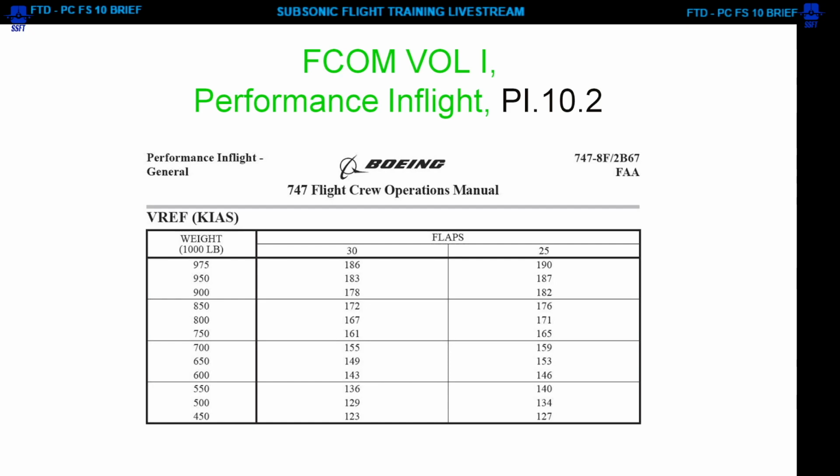So if the perf init page is gone, you're going to know what your zero fuel weight is, because that's a fixed number. And then you're going to have your fuel on board, and so you're going to add that zero fuel weight to your fuel to come up with this number of, let's say, 650. And then come up with that VREF 30 speed, 149.